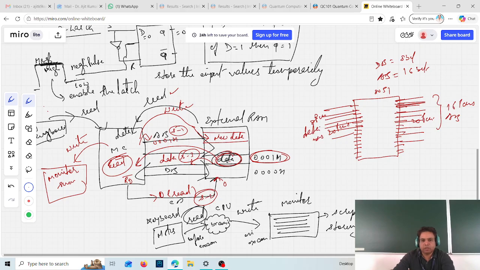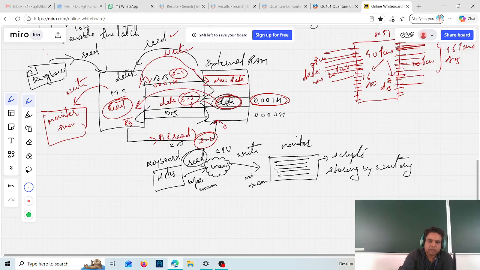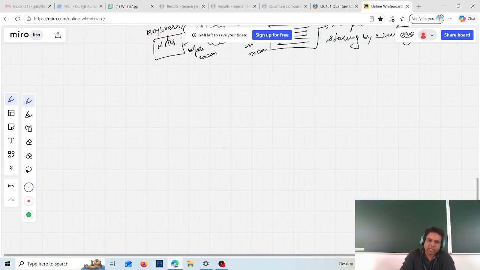So this is not effective utilization, because there are 40 pins in total. Out of 40 pins, you have given 16 pins for the address bus and 8 pins for the data bus. This is a poor utilization of the resource. So what we do is we employ the concept of multiplexing. In multiplexing, the same pins are used for the address bus as well as the data bus. So here we have 40 pins.